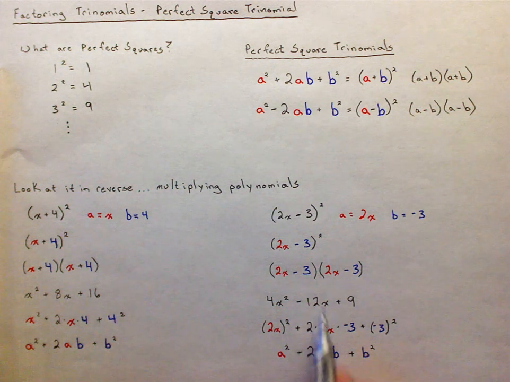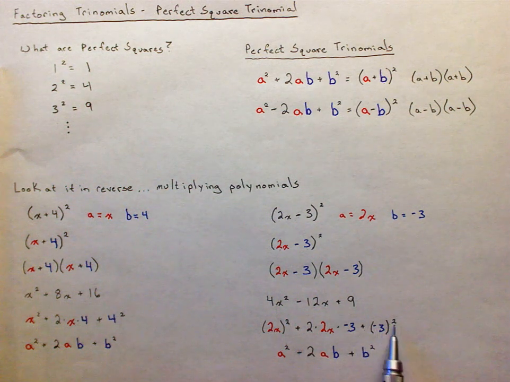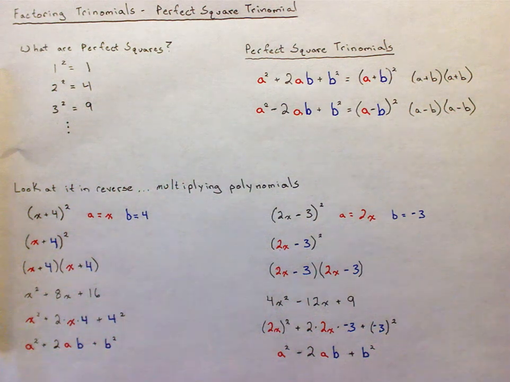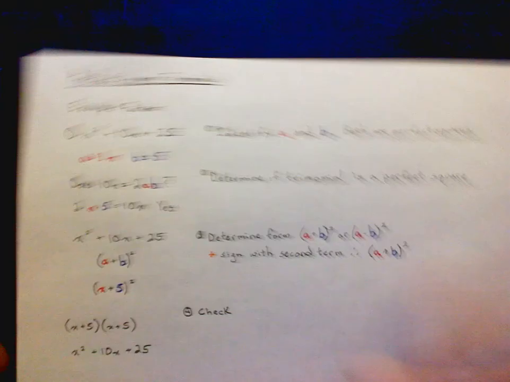So I've just rewritten that middle term as its factors. And then plus a negative 3 squared. A negative 3 squared is the same as 9, giving me this form: a squared minus 2ab plus b squared. So let's look at this as an example with the steps that we need to perform.